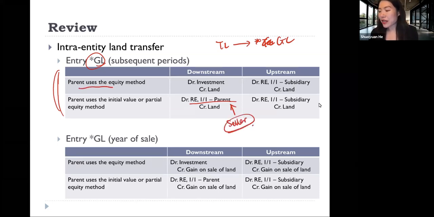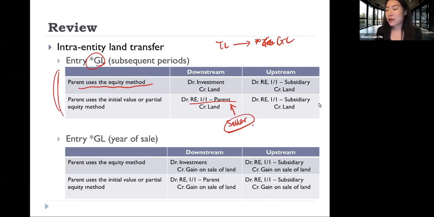If the parent is using the equity method, in this situation the parent has already reversed this unnecessary gain or loss by a journal entry on its own book. So instead of debiting retained earnings, we debit the investment account. This is the *GL entry, the first version. And the second version of the *GL entry is at the year of sale.